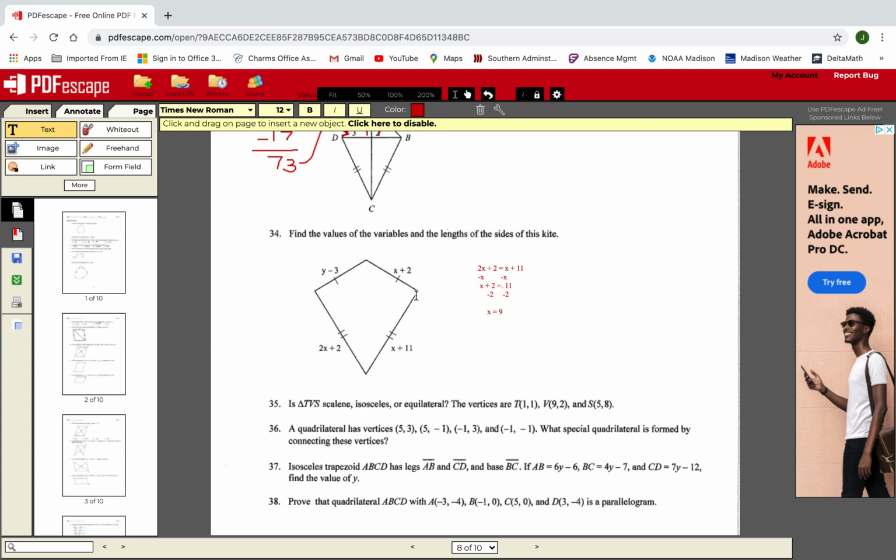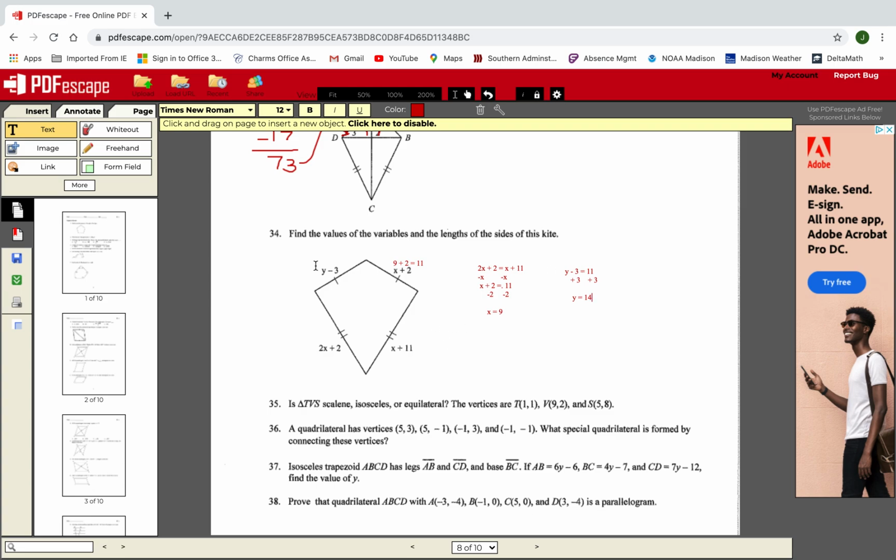So now that I know that x equals 9, I can plug that in for the upper expression. x plus 2 equals 9 plus 2, which equals 11. So now I know that y minus 3 equals 11. So all I need to do is add 3 to both sides. 11 plus 3 is 14.